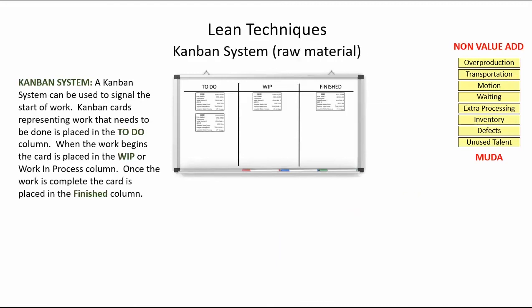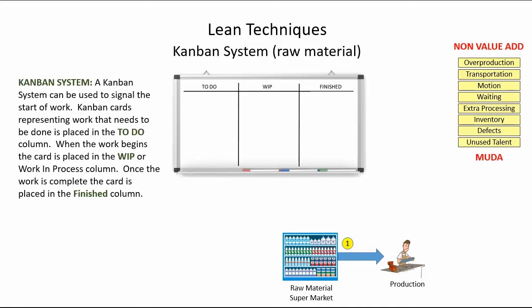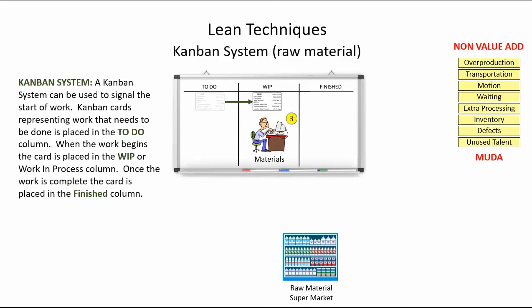A raw material Kanban system is similar to the finished goods Kanban system. Let's see how it works. In this example, a production worker pulls a Kanban of raw material. This starts a sequence of events. First, the material's Kanban card is moved to the Kanban board and placed in the to-do column. This card is a signal to materials that there is material that needs replenished. When a materials resource is ready to begin the replenishment process, they pull the next Kanban card located in the to-do column and place it in the WIP column.